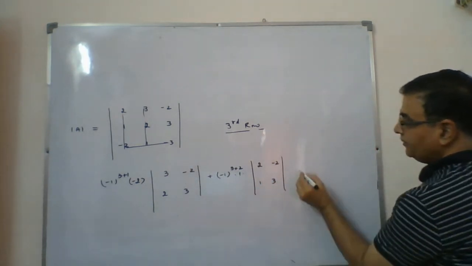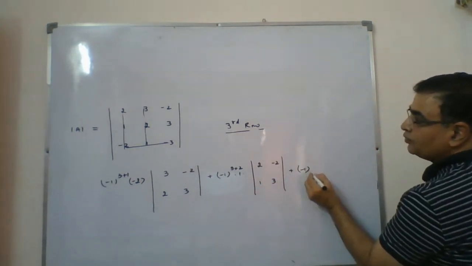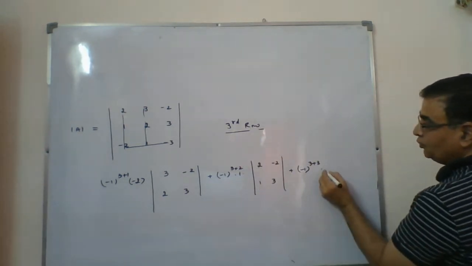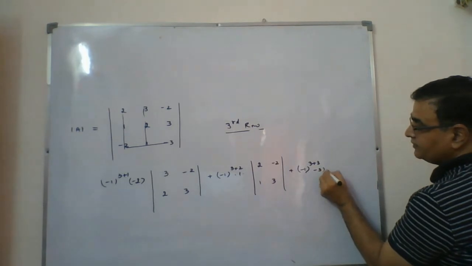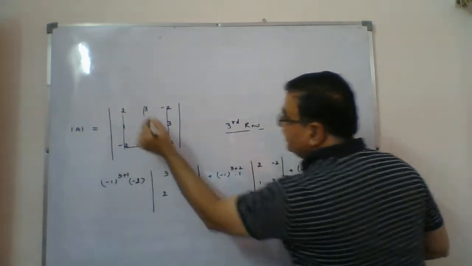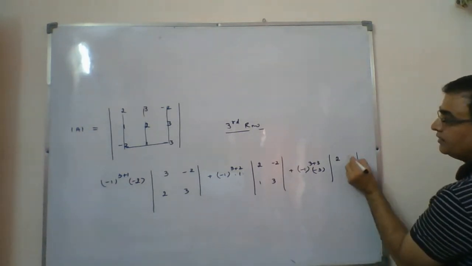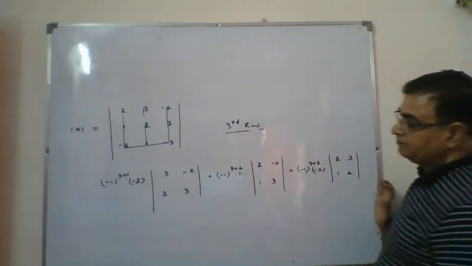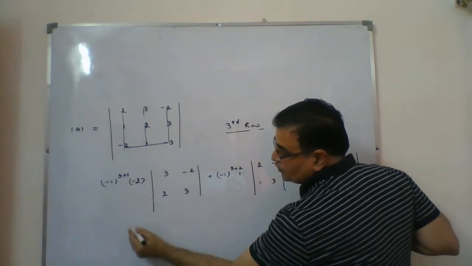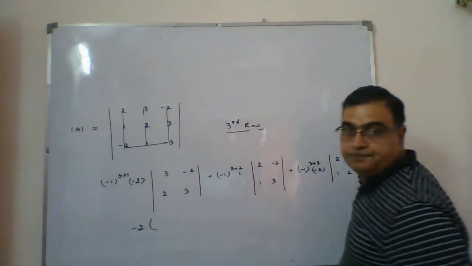And then the third will be plus, minus 1 power, this is 3 plus 3. Then the element will be minus 3 and then the determinant. So leave this and leave this, left is 2 3 1 2. Now when you solve it, it will be coming 1 plus, so left is minus 2.